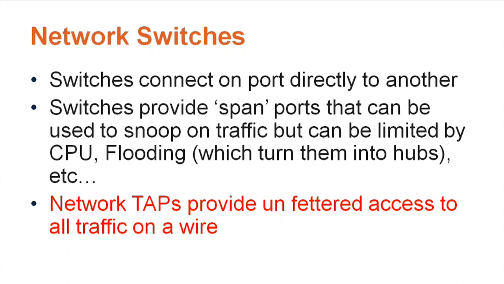So switches connect one port directly to another. They provide span ports that can be used to snoop on traffic, but can be limited by CPU and flooding, which turns them into hubs. We talked about that earlier. Network taps provide unfettered access to all traffic on a wire. So you might have a tap here for that 4-port switch.